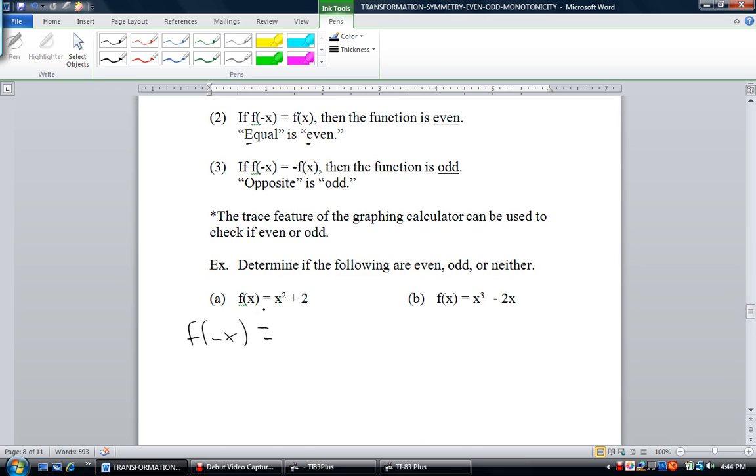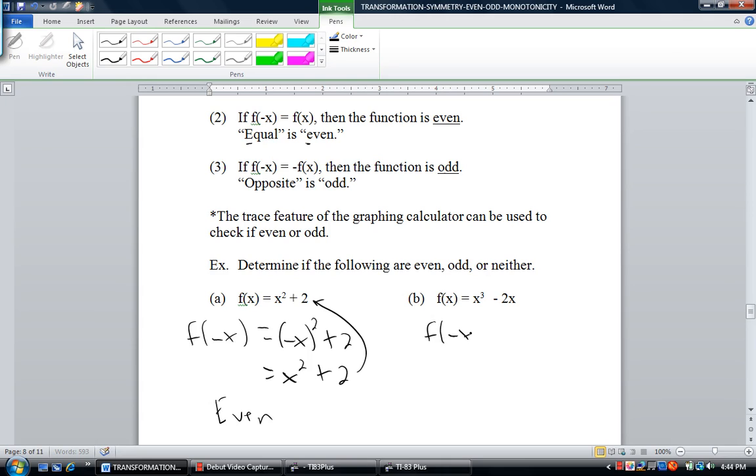So let's go back to our example. We're going to just do f of negative x in all these examples. We're going to replace the x with the negative x. Make sure you use parentheses. And then if you take negative x and square it, or negative times a negative is a positive, and you get x squared plus 2. Is that not equal to what we started with? Notice what I said. Equal. Since it is, that means it's even. E-E.